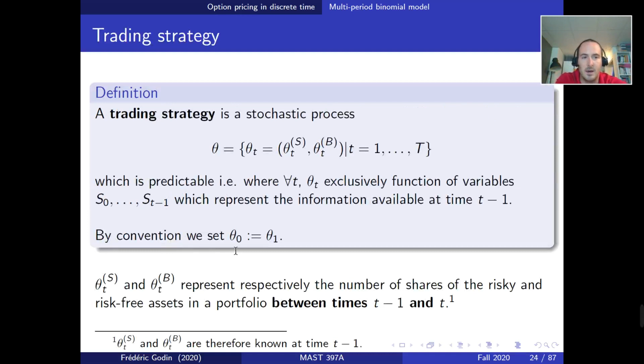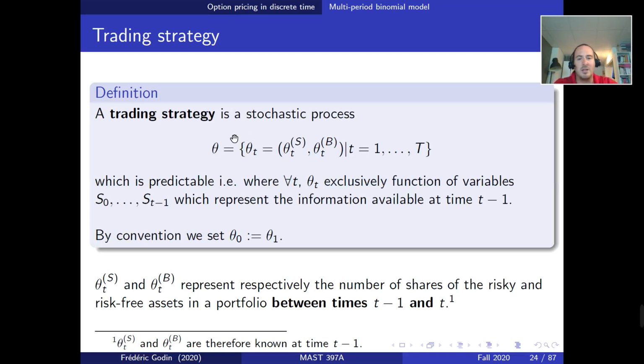Now, this allows us to define what we call a trading strategy in the multi-period framework. A trading strategy, which we denote by theta, is a sequence of theta_t's, so theta_1, theta_2, theta_3 until theta capital T, where each theta_t is composed of theta_t^S and theta_t^B. Here I'm just going to give the intuition. Theta_t^S will be the number of shares of stock in the portfolio from time t minus 1 to t, and theta_t^B will be the number of shares of the risk-free asset in the portfolio from time t minus 1 to t. This is a stochastic process because it's a sequence of random vectors, where each element of the sequence corresponds to a time.